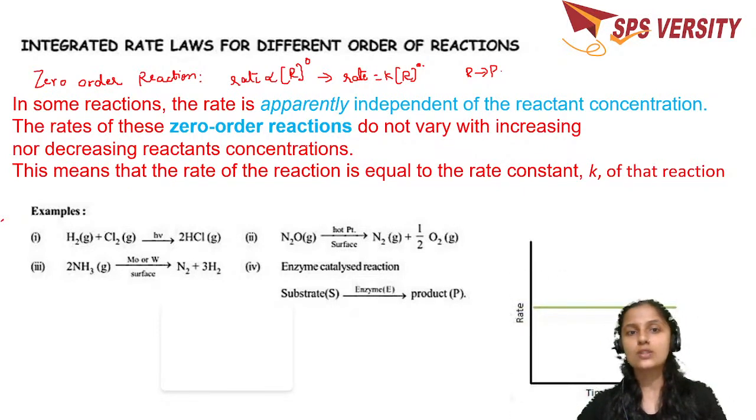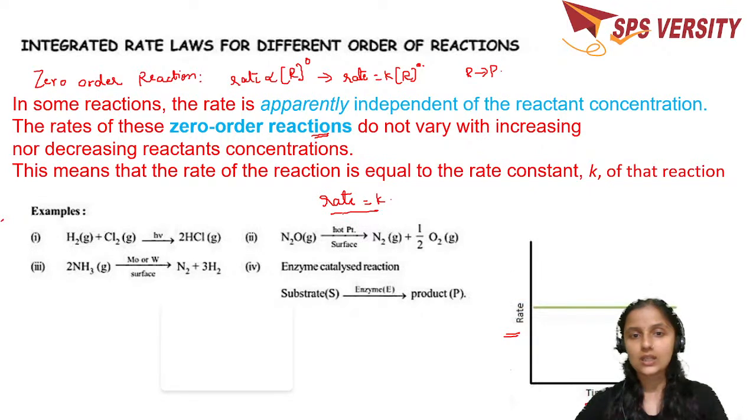For the zero order reaction, that means if you increase or decrease the concentration of the reactant, that's not going to have any effect on the rate. That's how you get this one. Can you see the rate versus time? It's a straight line for a zero order reaction. Here anything to the power 0 is equal to 1, so the rate becomes equal to the rate constant.